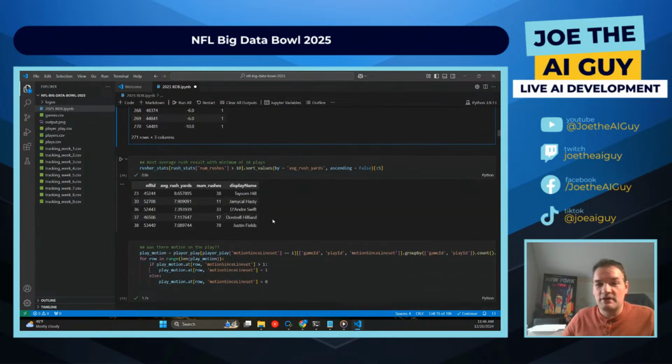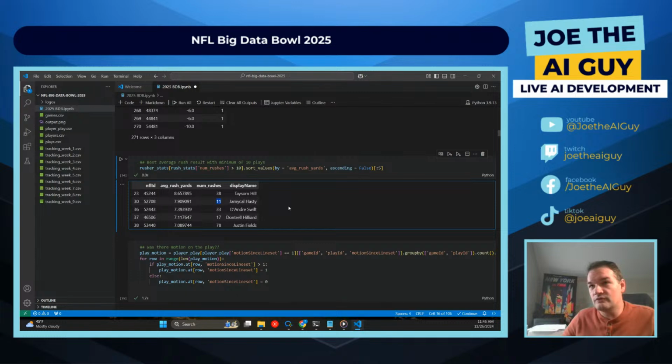So the best way to handle this is to set a minimum number of plays to get an idea of who the best rusher was on average. What you see here is I set the number at 10, and that's just an arbitrary number to help get rid of some of the outliers. But you can see there are still players right up against that arbitrary cutoff. Jermichael Hasty here has 11 rushes, which is the absolute bottom of the set, and he averaged about 7.9 yards per play.